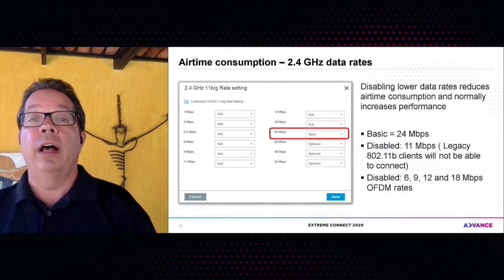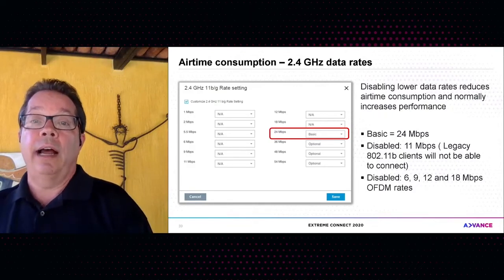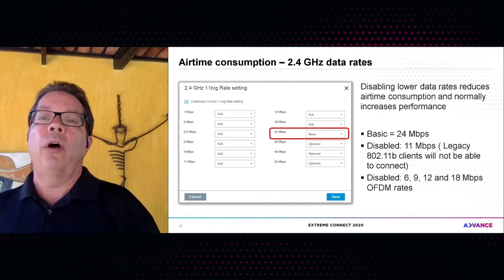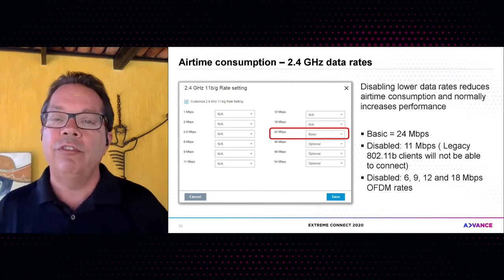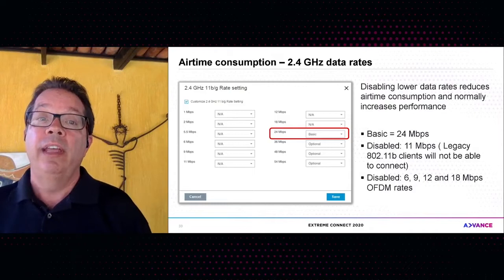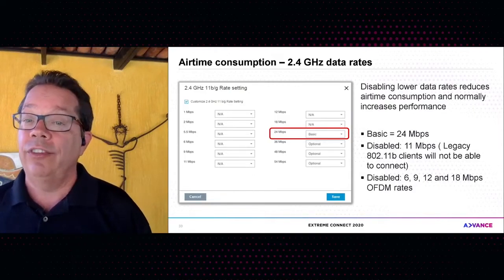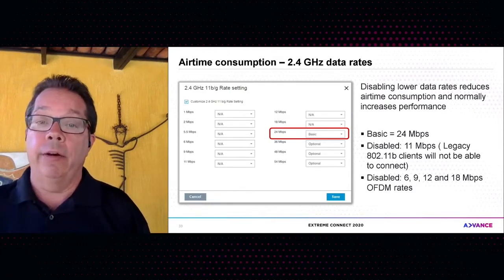Bottom line is clients will be connecting at a higher data rate, and also all the management traffic goes out at your lowest basic rate. Management traffic consumes quite a bit of bandwidth, and if it's communicating at really low data rates, it's just consuming unnecessary airtime.